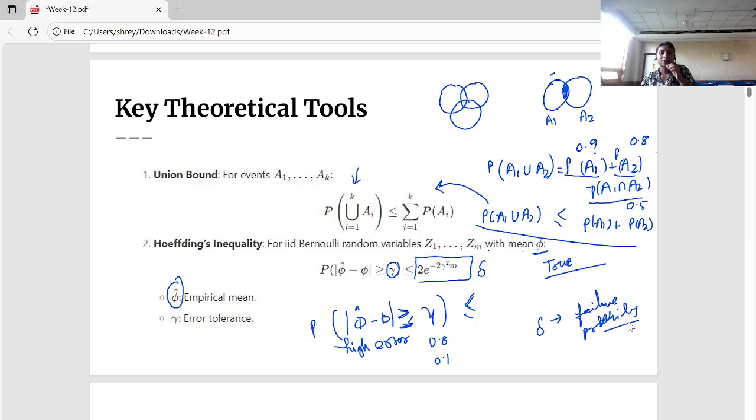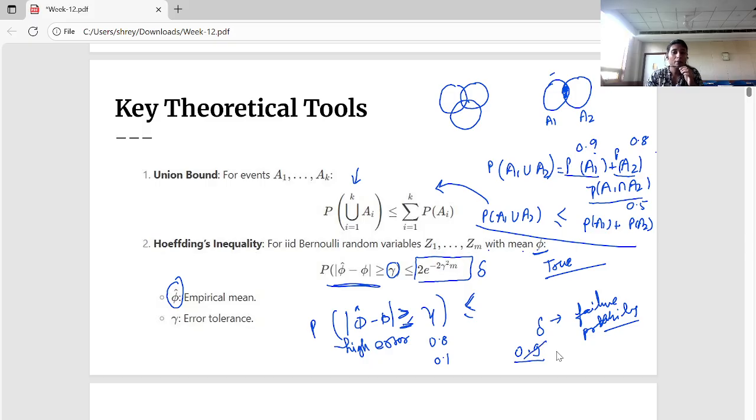Why am I telling this as a failure probability? Let's say this delta is 0.9. So it means this is high error. The probability of this high error should be less than or equal to 0.9. So the upper bound is 0.9, but it can be 0.9. So it means there is a 90% chance this error is so high, right?